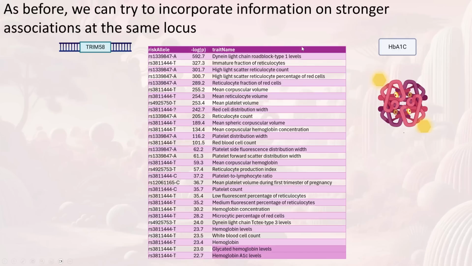We have a protein QTL, dynein levels. Then we have reticulocytes. Those are premature red blood cells. We have red blood cell traits. We have hemoglobin traits, and so on. So is there a through line that allows us to make sense of all of these traits? And in fact, there is.